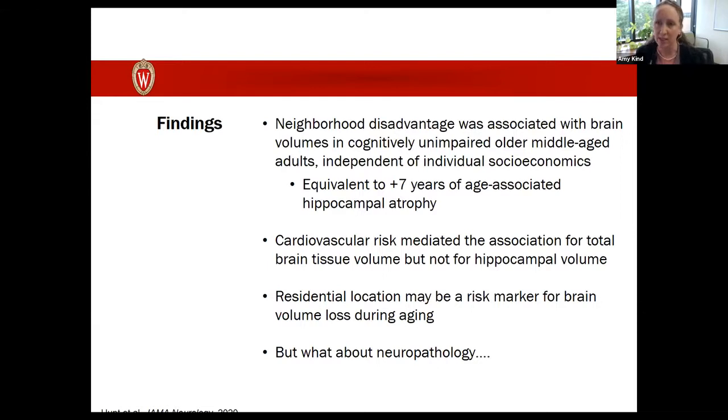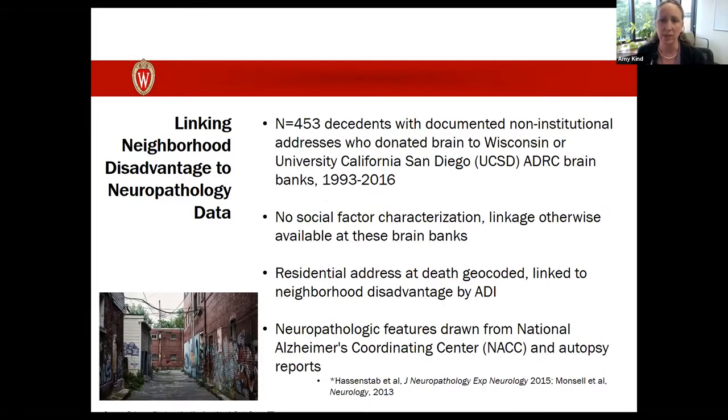But we wanted to take this to the next step and really think about neuropathology. So I worked closely with Robert Rissman at the UCSD ADRC, and we looked at decedents who had donated their brains to one of 2 ADRC-affiliated brain banks at Wisconsin or at UCSD from the years 1993 to 2016. These were individuals who were not in nursing homes, so they died within their own home. And obviously we can talk about that a bit in the discussion section if people are interested. But these are individuals who had no social factor characterization. Many of these decedents died even before NAC existed.